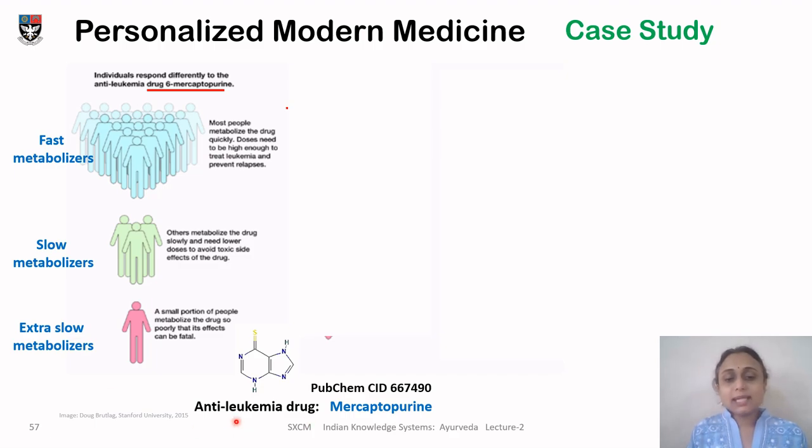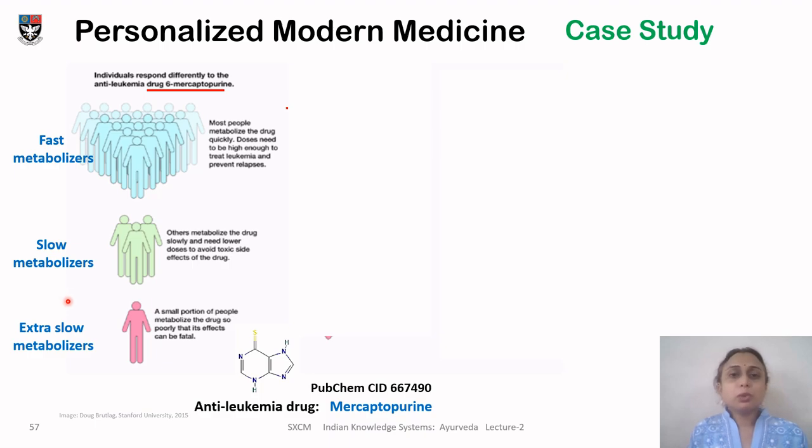So we are going to look at an anti-leukemia drug. Leukemia is blood cancer. So we are going to look at a drug called 6-mercaptopurine, or mercaptopurine in short, which has this particular structure, and it is a drug that is used to treat blood cancer. Now, based on an individual's makeup, most of the individuals in the population will be fast metabolizers for this drug. They will metabolize or break down the drug in the body very quickly, and that is why most of the population requires this drug to be consumed in large amounts and to be consumed frequently. That is what the fast metabolizers demand.